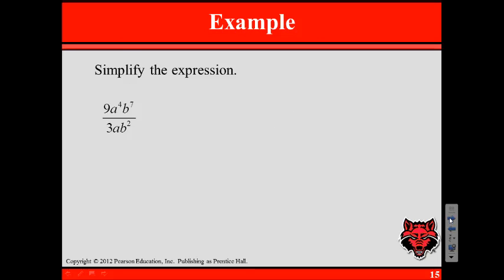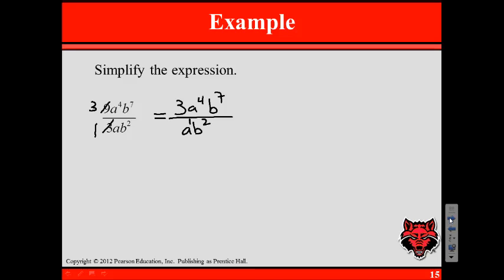Quotient rule in this example, to simplify the expression, 9a to the 4th, b to the 7th, all over 3ab squared. Anytime we have coefficients, we want to simplify those. 3 divides 3 once, 3 divides 9 3 times. So we can reduce this to 3a to the 4th, b to the 7th, over 1, and we don't have to write the 1, so ab squared. Now remember, the a in the denominator, because there is not an exponent written, that exponent is understood to be 1.